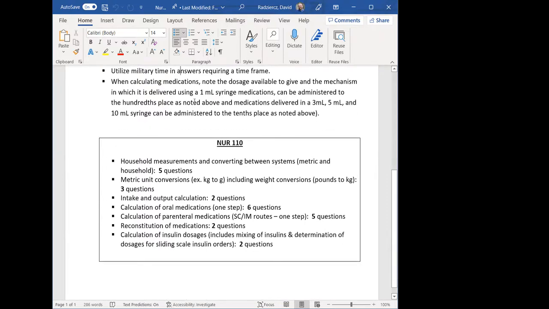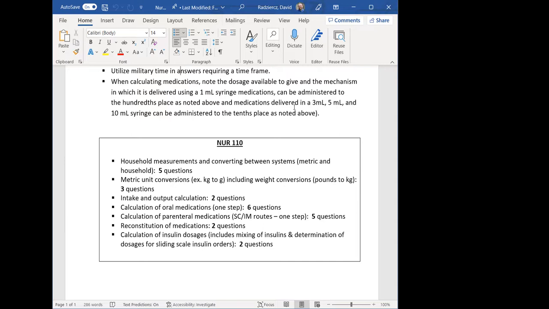Couple other tidbits here. When calculating medications, note the dosage available to give and the mechanism by which it is delivered, such as using a 1 milliliter syringe, meaning it can be set to the hundredths place, as we discussed before. But you might also see that things are available in 3 milliliter, 5 milliliter, and even 10 milliliter syringes. So if it is a 3, 5, or 10, then you would round your answer to the nearest tenth. If it is a 1 milliliter syringe, you can round to the hundredths place because you will see that as an example.